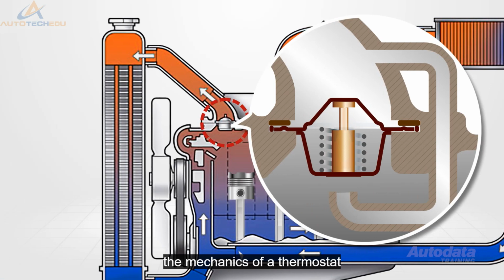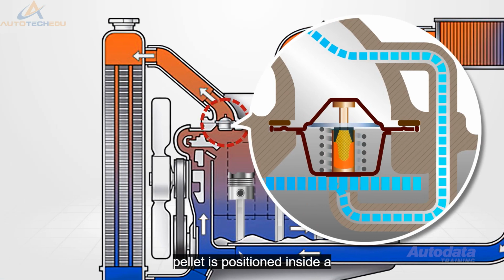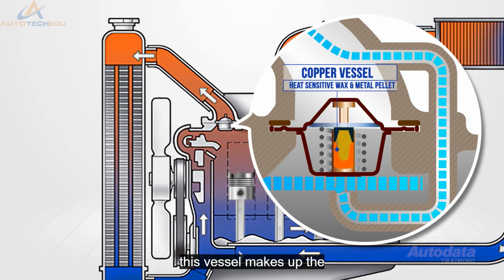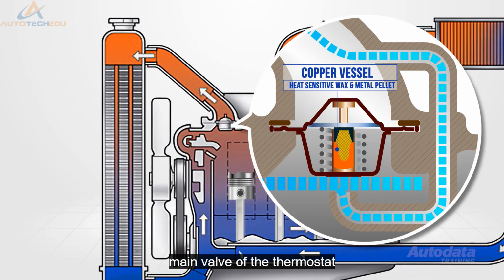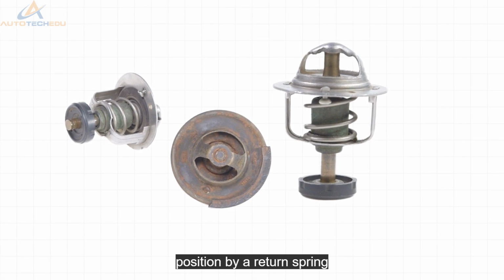The mechanics of a thermostat is very simple. A heat-sensitive wax and metal pellet is positioned inside a heat-conducting copper vessel. This vessel makes up the main valve of the thermostat. The valve assembly is supported by a frame and kept in the closed position by a return spring.